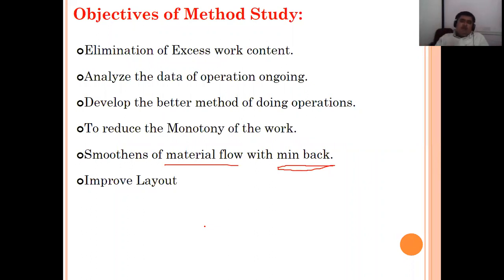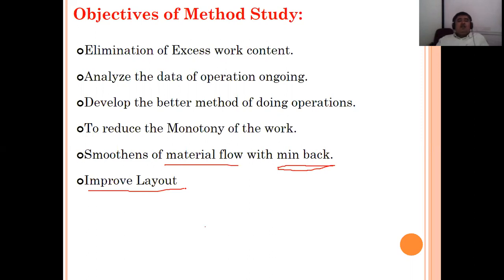So when it comes back to the turning machine, the worker who is going to take a new job will not take the new job, he will rework on that job. Is it right? And in that, time will be increased. So that is called back. So here we have to develop a material flow in such a way that back operation should not be there, or if it is there, it is minimum. And for that, the last objective is that we are going to improve the layout.